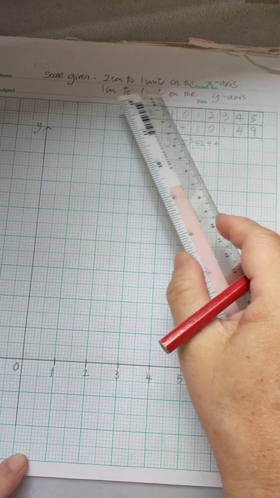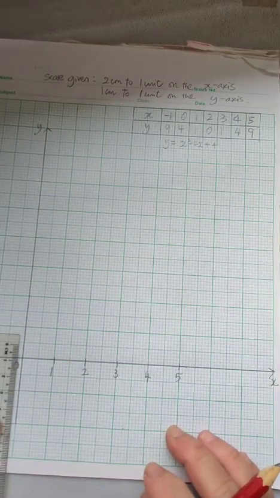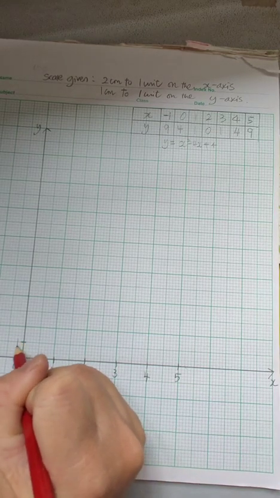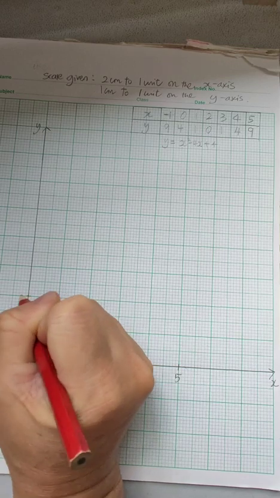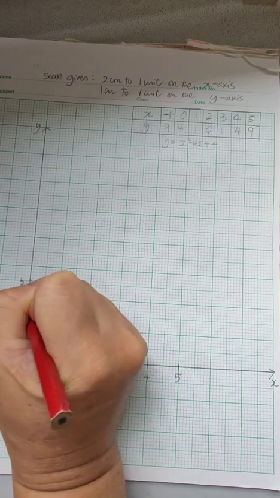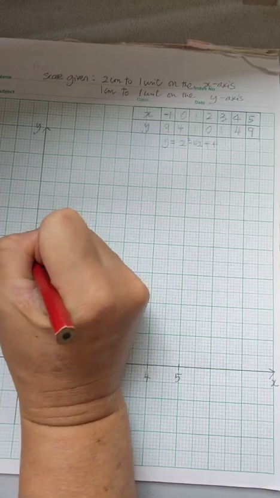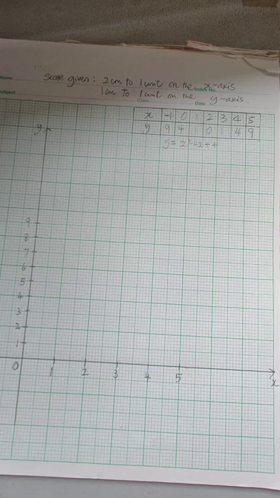And then for the y-axis, it's 1 cm to 1 unit. So basically 1 cm is just 5 small squares. So there will be 1, 2, 3, 4, 5, 6, 7, 8, 9. Okay, so now we are ready to plot the points.